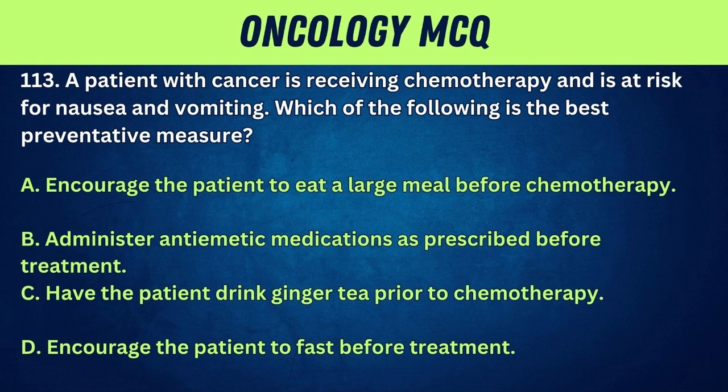113. A patient with cancer is receiving chemotherapy and is at risk for nausea and vomiting. Which of the following is the best preventative measure? A. Encourage the patient to eat a large meal before chemotherapy. B. Administer antiemetic medications as prescribed before treatment. C. Have the patient drink ginger tea prior to chemotherapy. D. Encourage the patient to fast before treatment.